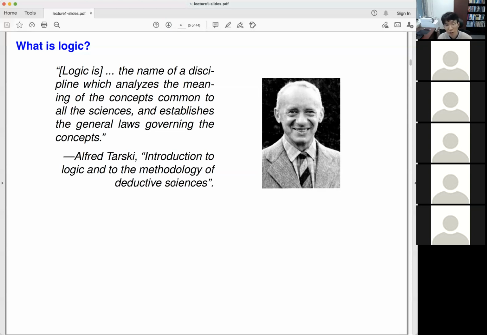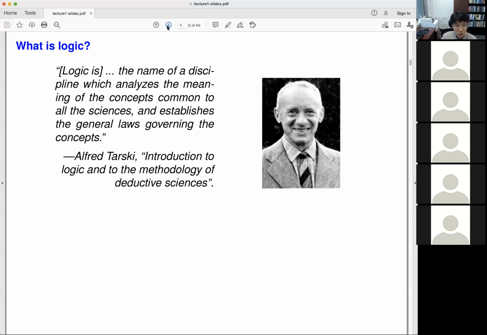Essentially what he said is, in multiple areas of science, there are some common things going on. People use some common terminologies, and then they adopt some methods to manipulate these common concepts, which form, in a sense, a key meta methodology employed by multiple areas. And then he said that logic is about studying this meta methodology.